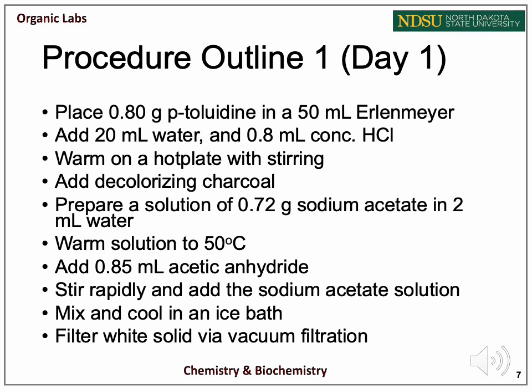While this is stirring, we will prepare a solution of 0.72 grams of sodium acetate in 2 milliliters of water. We will warm the solution to 50 degrees Celsius and add 0.85 milliliters of acetic anhydride. You must stir the solution rapidly using a stir bar and add the sodium acetate solution. After this is allowed to mix, we will cool it in an ice bath and then filter the white solid via vacuum filtration.